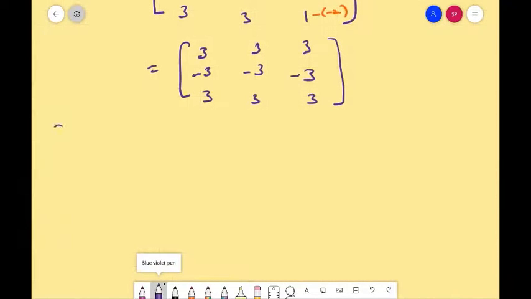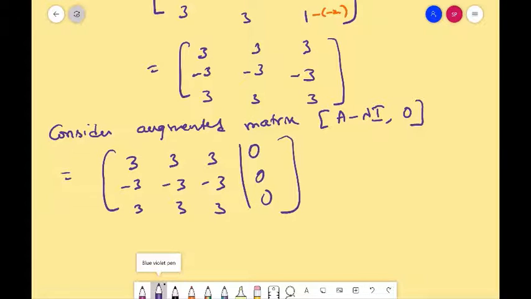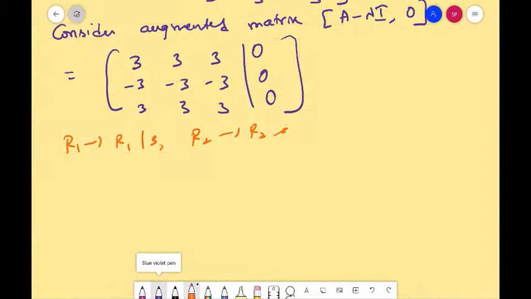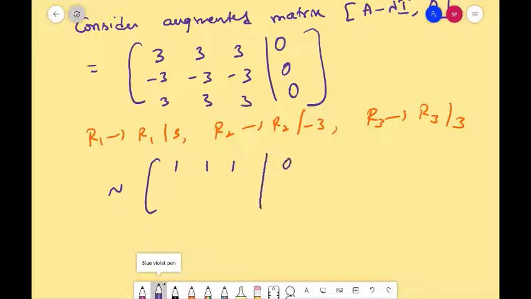Now consider the augmented matrix A minus lambda I and 0, that is equal to 3, 3, 3, minus 3, minus 3, minus 3, 3, 3, 3, 0, 0, 0. Then reduce it to echelon form. Just do the transformation for R1, R1 by 3, for R2, R2 by minus 3, and for R3, R3 by 3. Then this matrix will be reduced to 1, 1, 1, 0, 1, 1, 1, 0, 1, 1, 1, 0. This is not minus 1 because we have divided with minus 1. This will be 1, 1, 1 only.